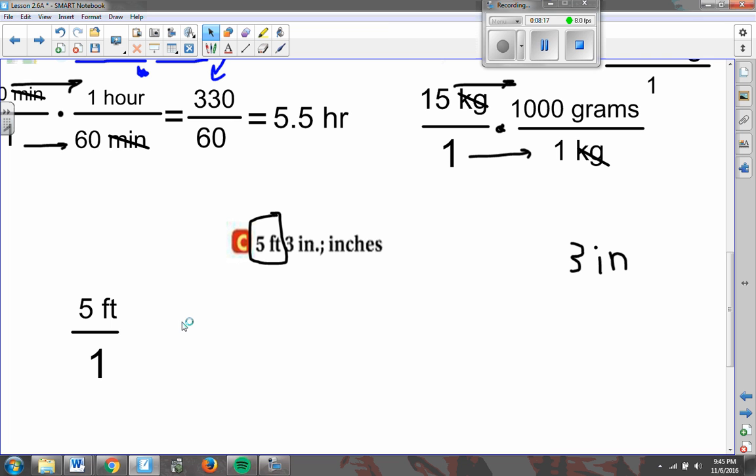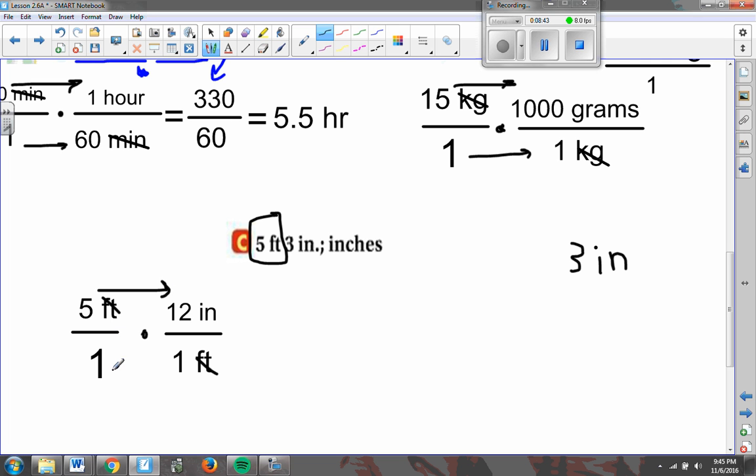And I know that there are 12 inches in every 1 foot. Because I want to cancel out feet and turn this into inches, and feet is on the top now, I'm going to put it on the bottom of my conversion fraction. 12 inches will be on the top, and again I'll multiply across the top and bottom here. I'm canceling out the feet obviously, and I'll multiply across the top. I'll multiply across the bottom.